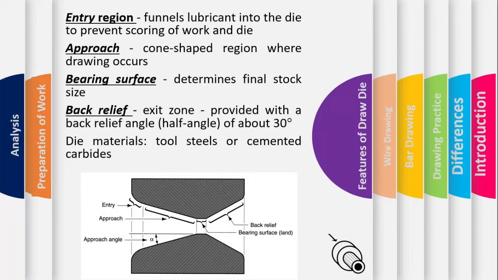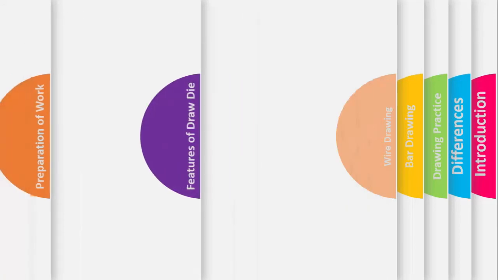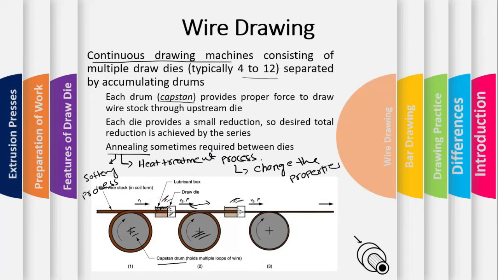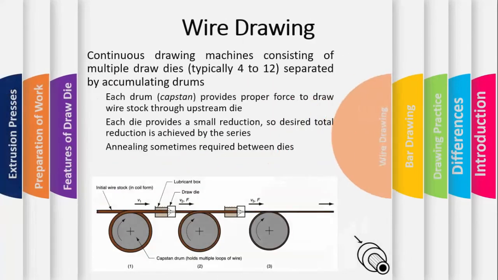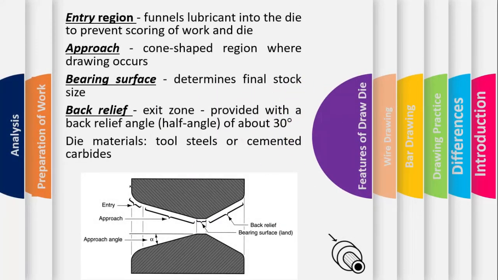So let's jump towards certain features of the die cavity itself. If we closely observe the die cavity, we have certain regions. The first one is the entry region. What it does is funnel the lubricant into the die cavity. As we have seen in the previous figure, we have a lubricant, you can see the pink one, before this die cavity. So the purpose of the entry region is to funnel the lubricant into the die cavity so it can flow in. Then we have the approach region, the longest one. It's a cone shaped region where drawing actually occurs. So this approach region is mainly responsible for reducing the diameter of the wire or the bar.